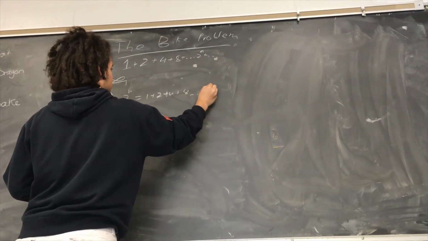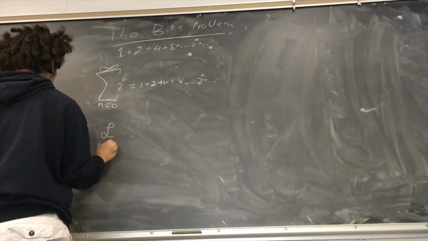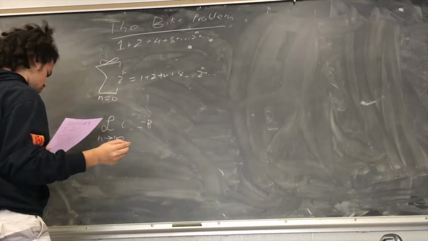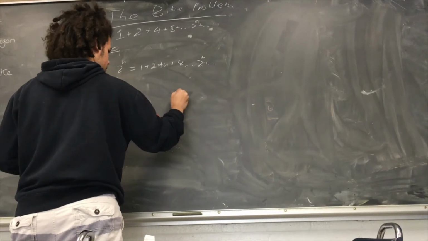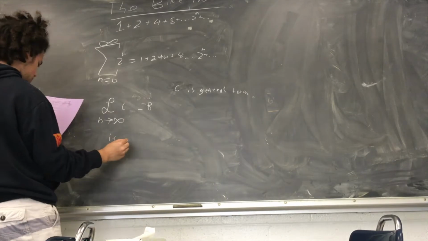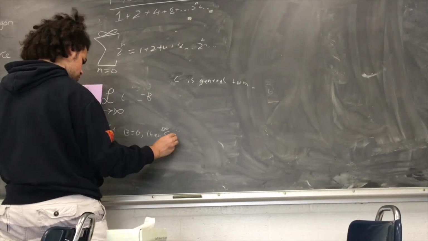Taking a look at the pattern, we notice that the pattern appears to be 2 to the n, where n starts at 0 and goes to infinity. So as a sum, that's 2 to the n from n equals 0 to n equals infinity. To find whether this series converges, we can actually use the divergence test and take the limit of the general term as n approaches infinity, and see if it converges or diverges that way.